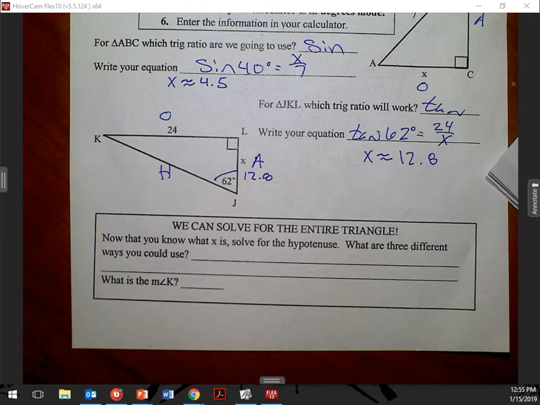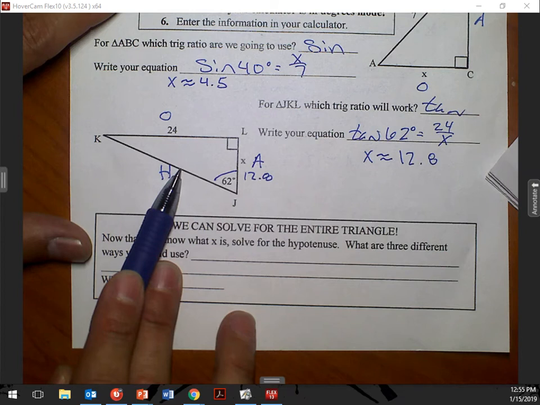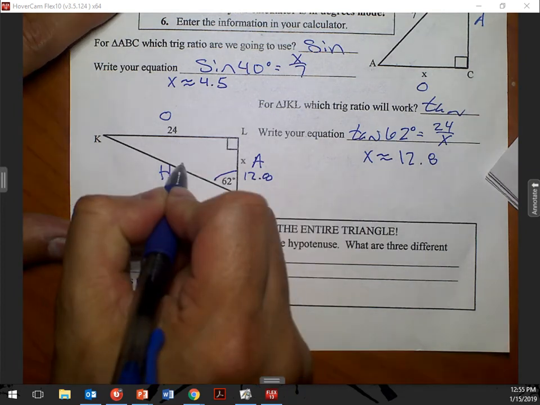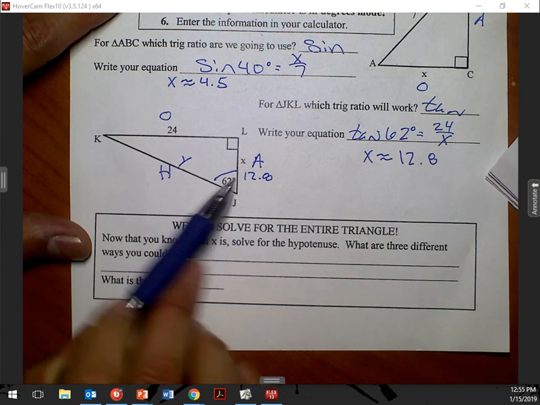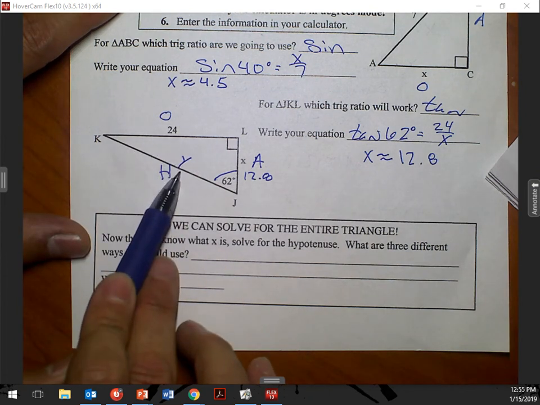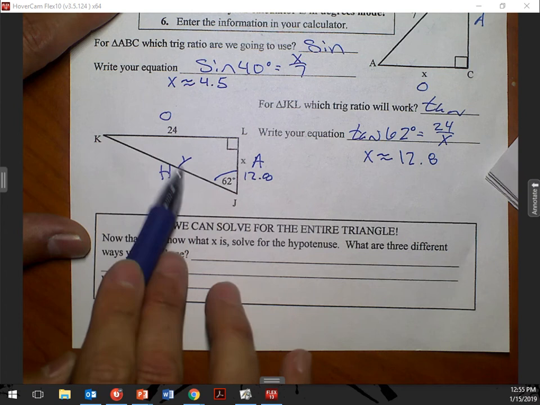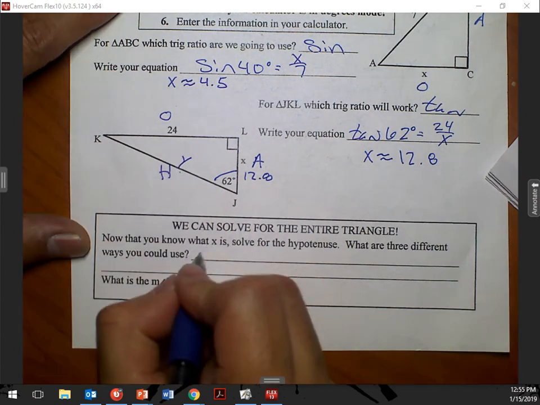Okay, so what you were saying was, can't we just put another variable over here? Yes. Okay, so I'm going to call it a y. From this angle, I know this one, so that would be opposite, and this is hypotenuse, right? So that would be the sine, wouldn't it? Yeah. So I could use sine.